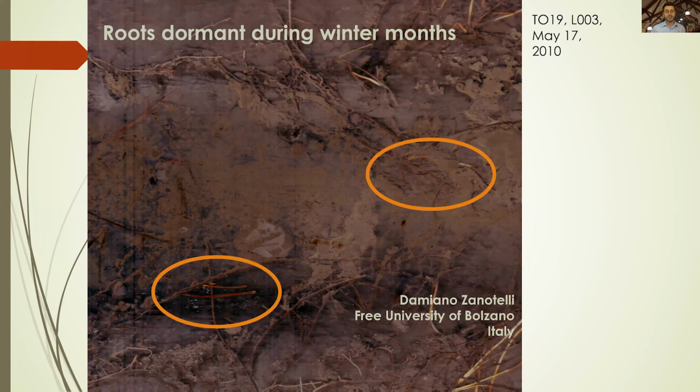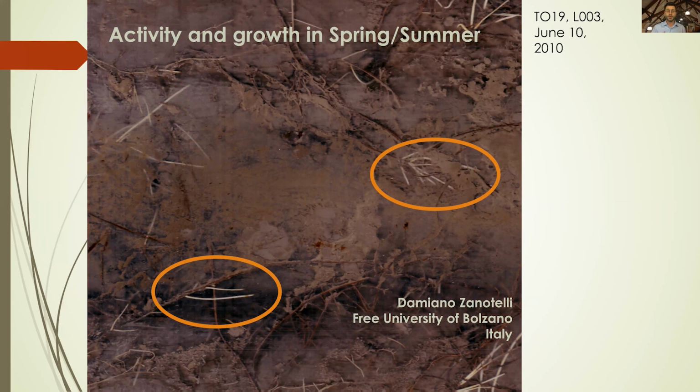You can see that here he's studying roots dormant during winter months, as highlighted using the RootSnap software, and then activity and growth in the spring and summer. Being able to do that is just because you're able to take this instrument and scan in the same location repeatedly. And I'll show you a couple of techniques a little bit later on how to scan the same spots.